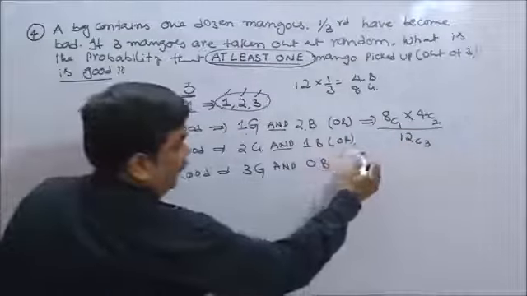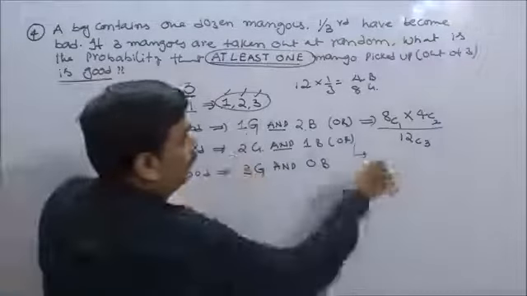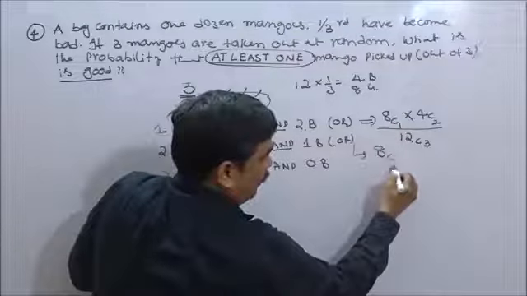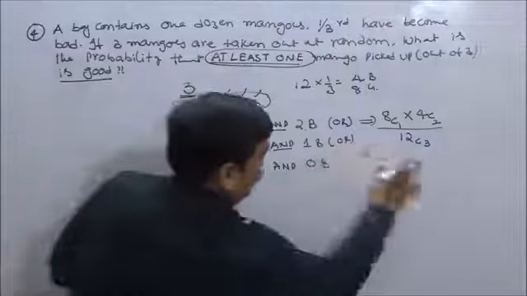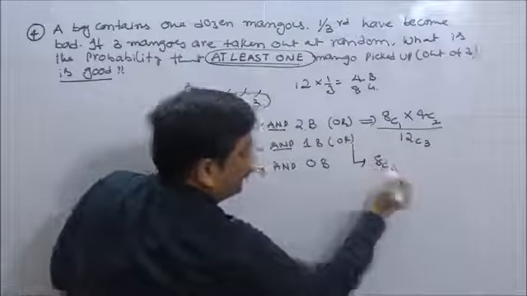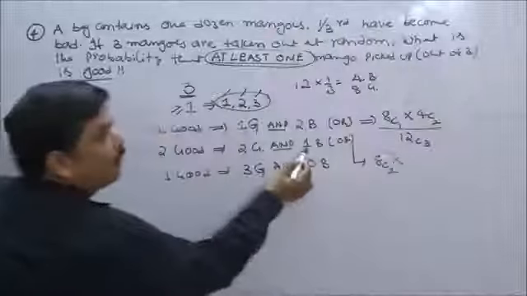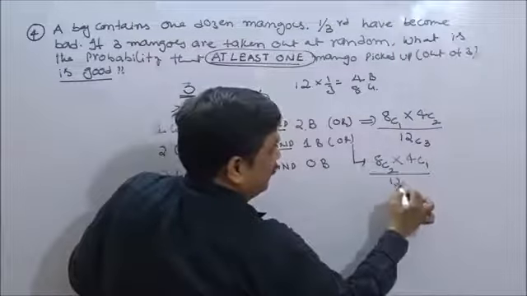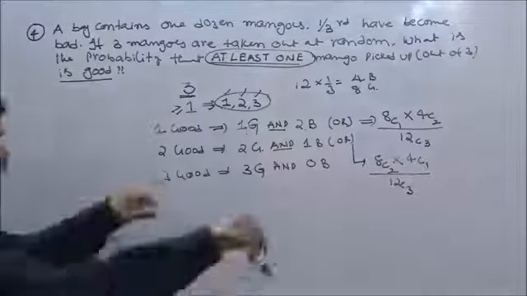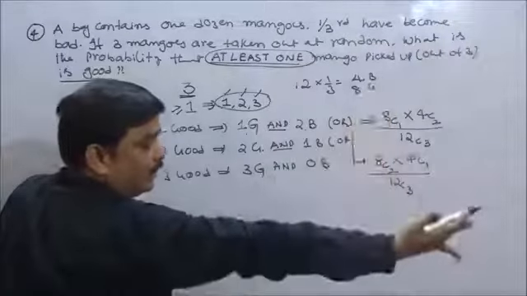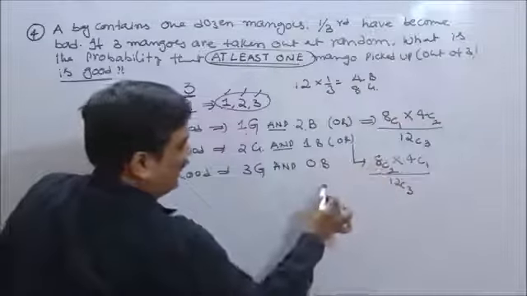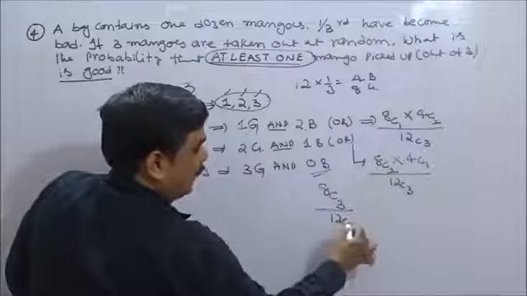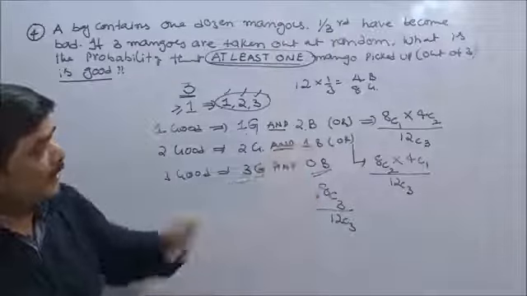In the same way, what is the next one? 2 should be good, which means from 8 I am taking 2 at a time. It should be 8C2. I'll write it clearly. And 1 should be bad, taken from 4, so 4C1 divided by 12C3. The next case, you take 3 good and 0 bad. 3 good means from 8 only, 8C3, nothing is there for 0, take it out, divided by 12C3. Now what is my final answer?